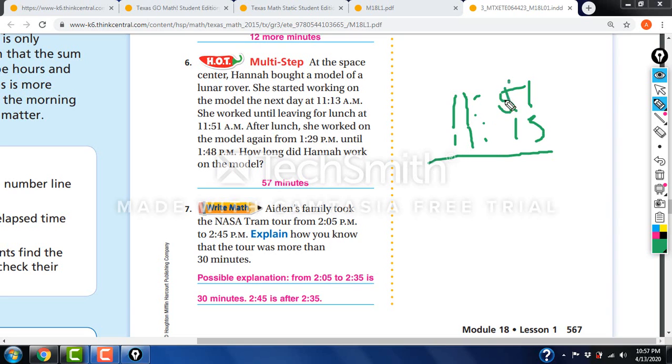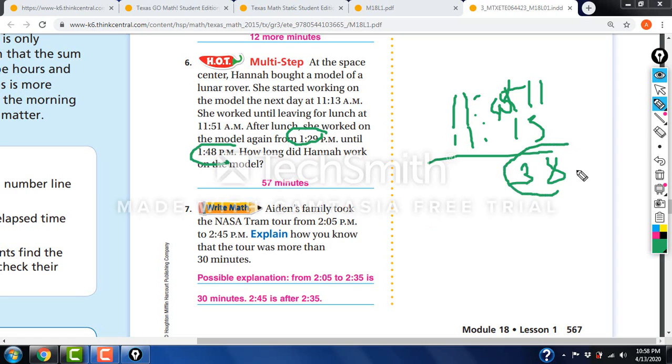Okay. So 11 minus 3 is 8. 4 minus 1 is 38. After lunch, she worked on the model again from 1:29 p.m. until 1:48 p.m. How long did Hannah work?